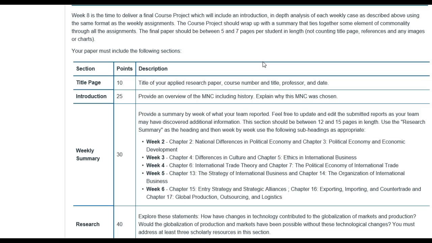Next, you'll write an introduction. It's something you have not yet written, so this is going to be new material for you. Essentially, what you're going to do is provide an overview of the history of your multinational corporation, going through from pretty much start to finish, but don't go more than 5 paragraphs at most. This isn't something that is going to go on forever. You want to also explain in a couple more paragraphs why you chose this particular MMC. And this could be done in one long paragraph or 2 short paragraphs probably, and you'll be fine. It has 25 total points.